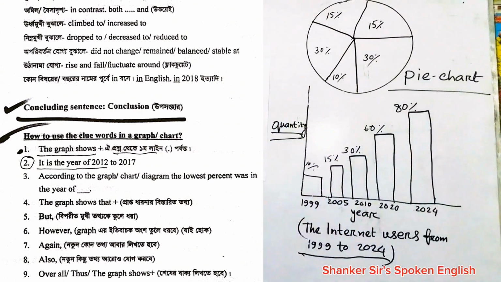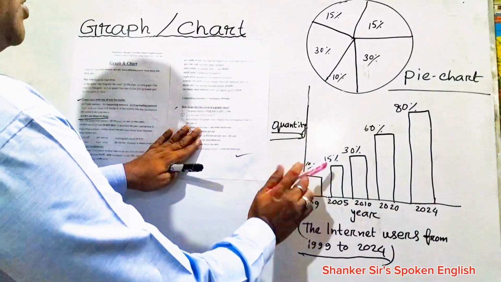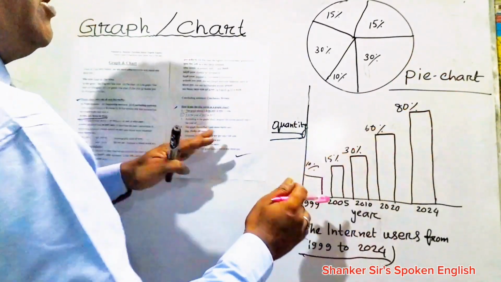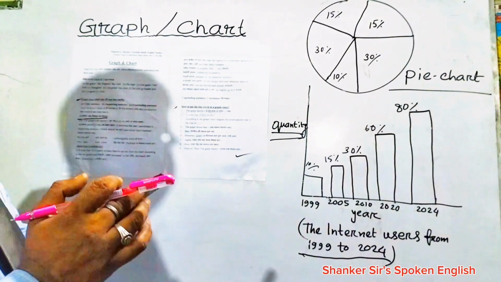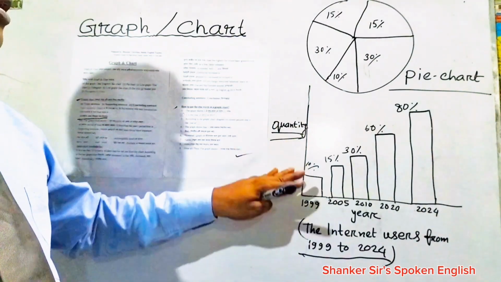Now come to the third line. According to the graph or chart or diagram, the lowest percent was in the year. You have to remark this, it is important. I have also described it here. I will go on to the next time. I just would like to show you how you can write it down fully. We have to discuss lowest to highest, otherwise highest to lowest. You can choose either one, it will depend upon your thinking. It is very interesting. You have to start from lowest to highest.